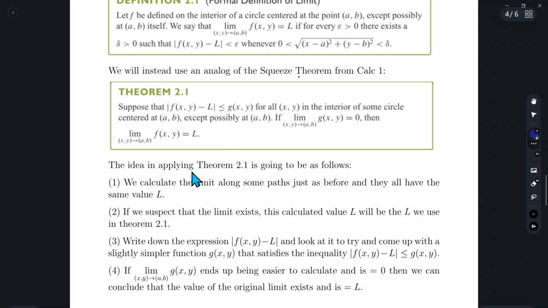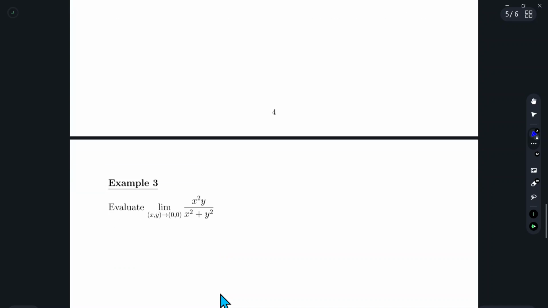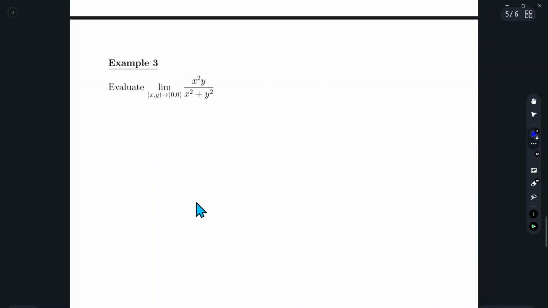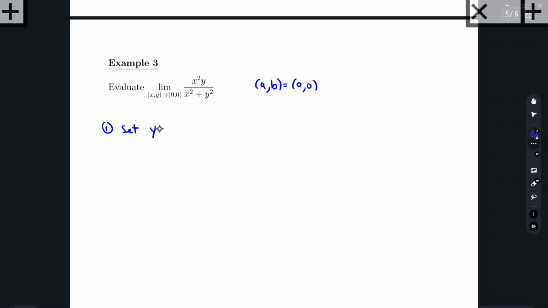Okay, so again, the description here at first can seem somewhat complicated. So let's try to break it down for example 3 on the next page. To start it off, we have to calculate this limit for some paths like we've done previously. So say we set y, so the limit is still going to 0, right? So my point is just the origin. So we set y equals 0 as we did previously.